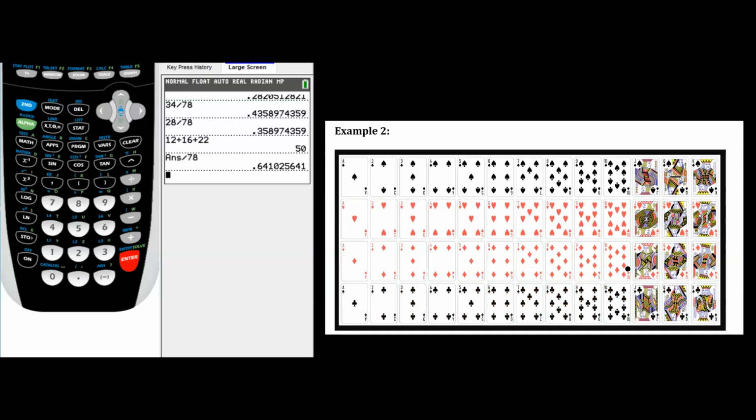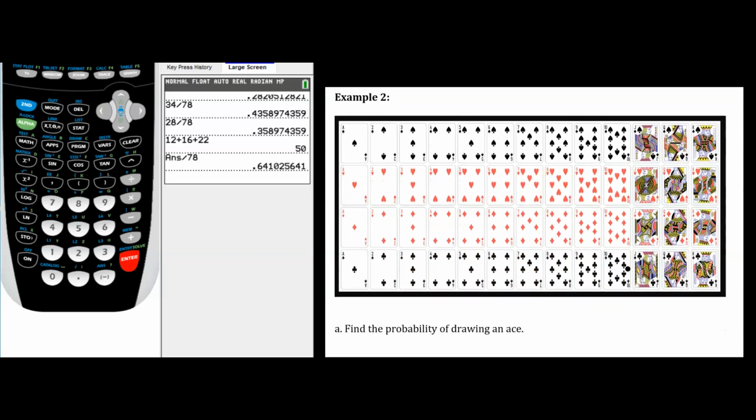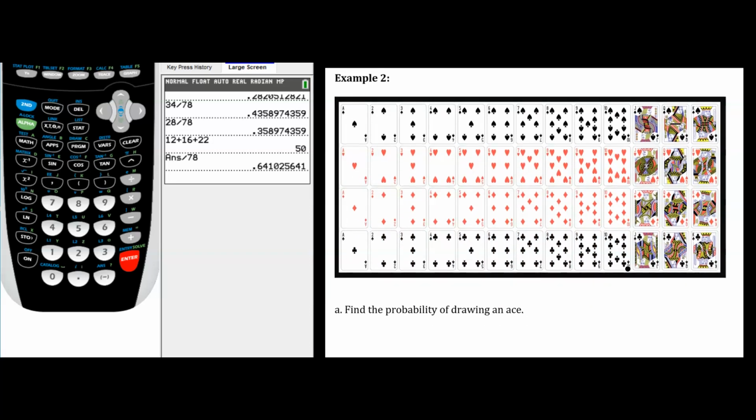So in this next example, we're looking at a deck of cards. And again, let's do our best to reason through this as we're looking at this. So the first part says, let's find the probability of drawing an ace. And so you're looking at the deck of cards, and we recall from an earlier video that we have 52 cards here in our deck. And so the total number of outcomes in our sample space is 52. That is our denominator.